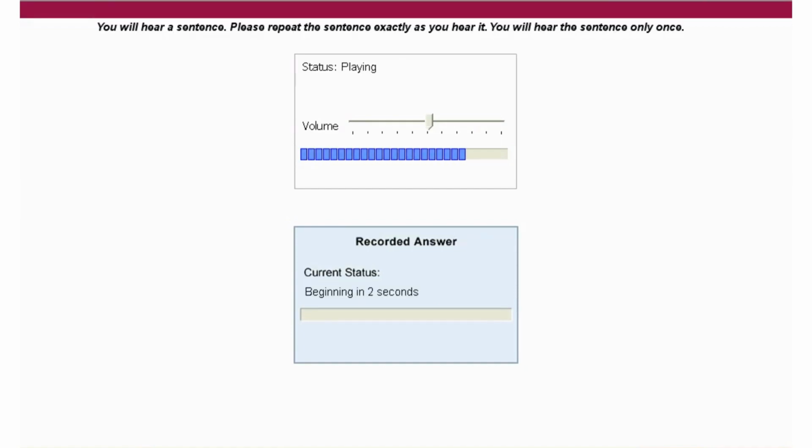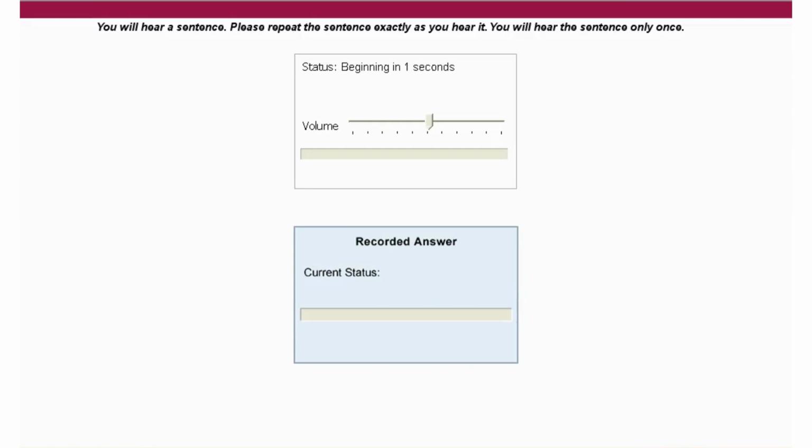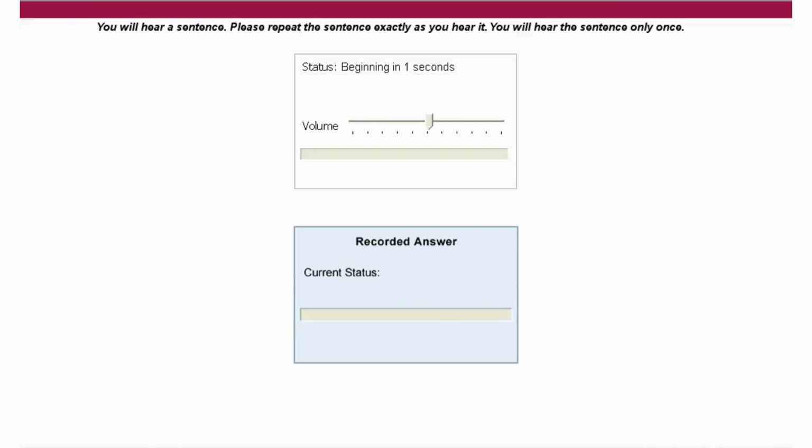The Earth revolves around the Sun, which is the center of our solar system. Social media has become an integral part of our daily lives and has changed the way we communicate. Learning a new language can be challenging but also very rewarding.